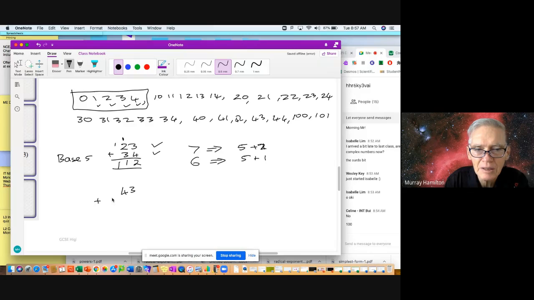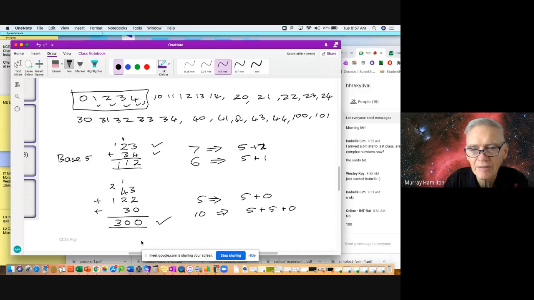So let's do again, let's say 43 plus 122 plus 30. We want this in base 5. 3 plus 2 is 5. I can't have a 5. It's made up of 5 plus 0. So I put the 0 down and I carry the 5 over to the next column. We get 5, 6, 7, 8, 9, 10. Can't have a 10. It's 5 plus 5 plus 0. So I put a 0 down and I carry 2 lots of 5 over. 2 and 1 is 3, so I get 300 in base 5.